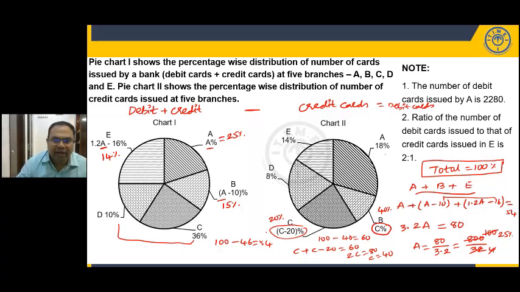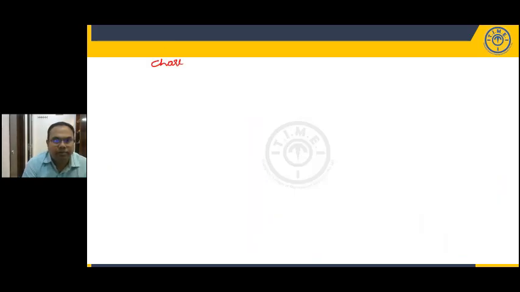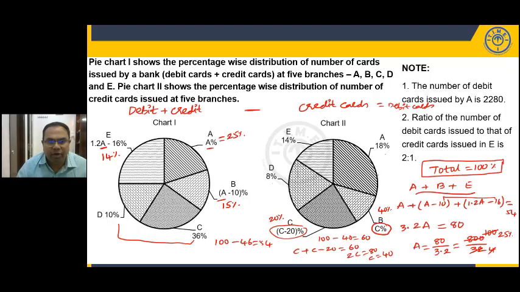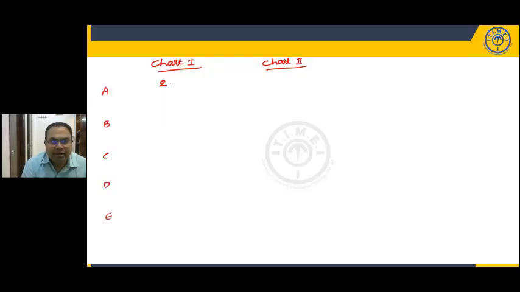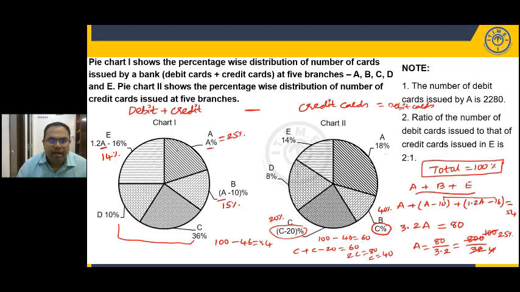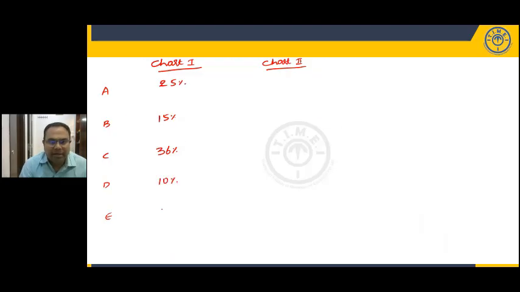Now see here, I'll put the values here. Chart 1, A, B, C, D, E: 25%, 15%, 36%, 10%, 14%. Chart 2 values: 18%, 40%, 20%, 8%, 14%.